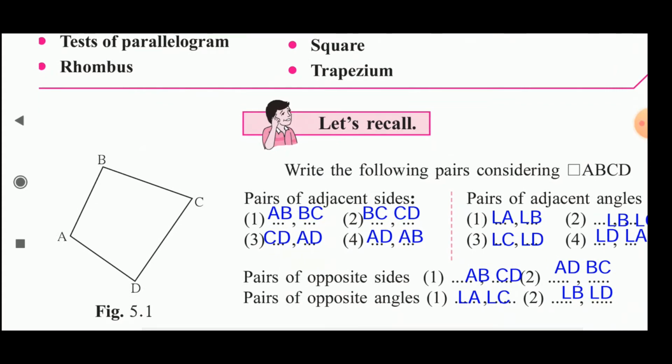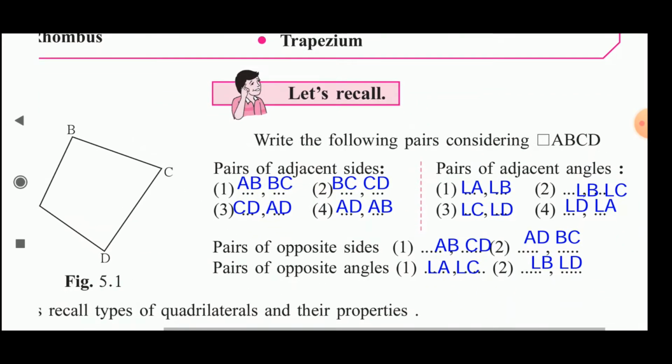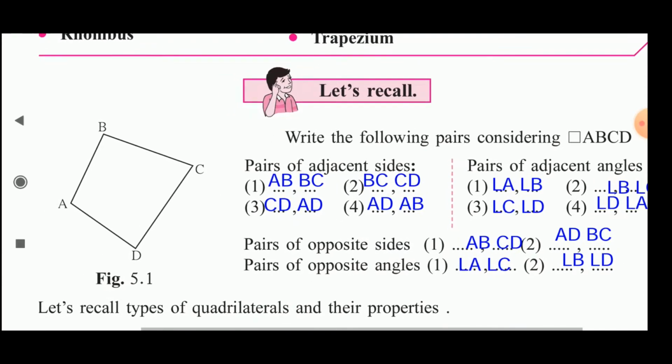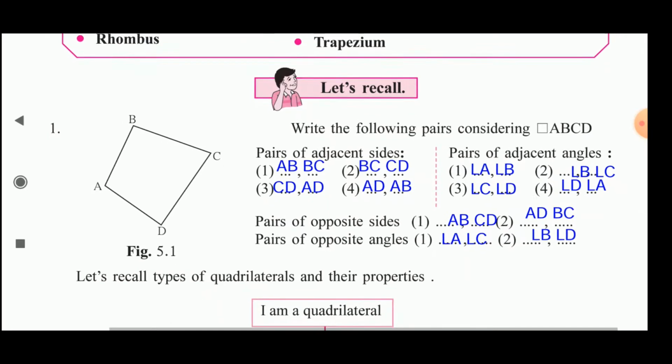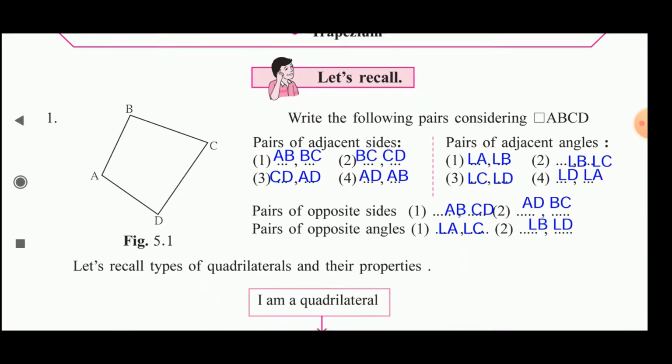the following pairs about the angles and the sides of the quadrilateral. Now the figure which is shown here is the quadrilateral ABCD.